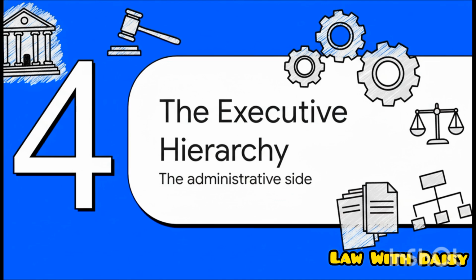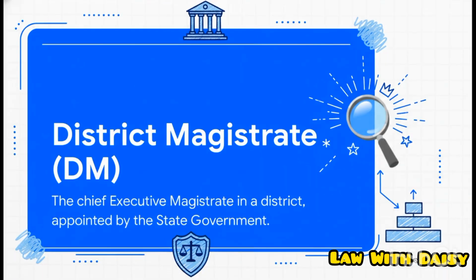Okay, time to switch gears. We've seen the judicial ladder, now let's look at that other pillar, the executive hierarchy. These are the folks who handle the administrative side of things. At the top of this chain of command is the district magistrate, or the DM. This is the state government's top official in the district. Their job is all about executive and administrative functions, things like preventative actions and maintaining public order.